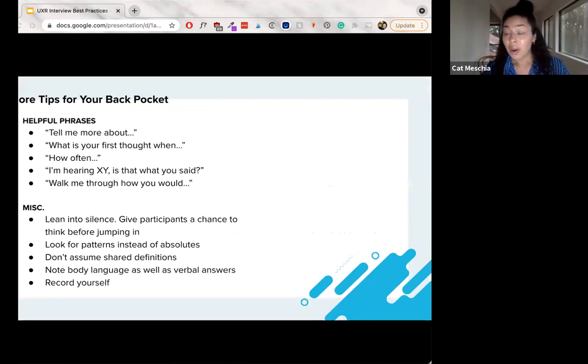So those are all the common pitfalls. That's what I use as my rubric when I'm trying to better my research practice and making sure that I'm creating those points of parity and checking my own bias. I have a couple of bonus tips, like helpful phrases and miscellaneous tips as well.